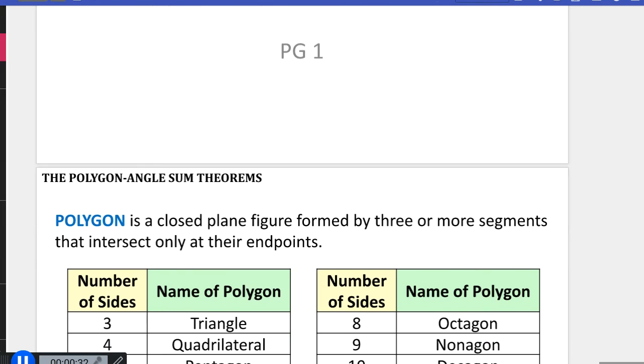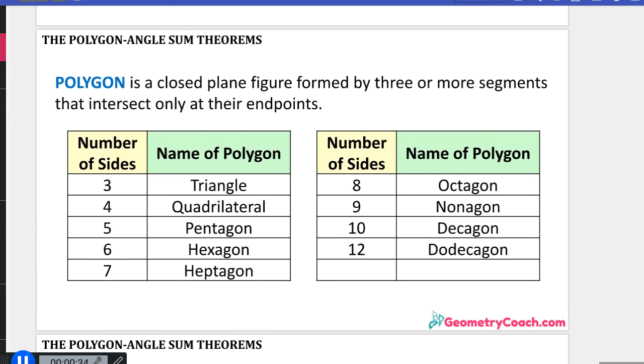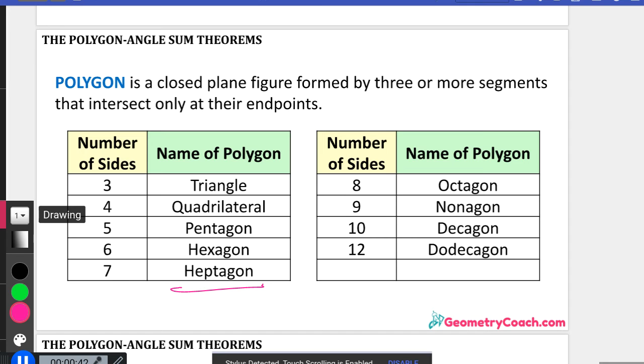All right, we're going to start with some old stuff. Should be nice and easy. We classify polygons by the number of sides it has. You all know that. Some of the newer ones, you've got heptagon, decagon, dodecagon.